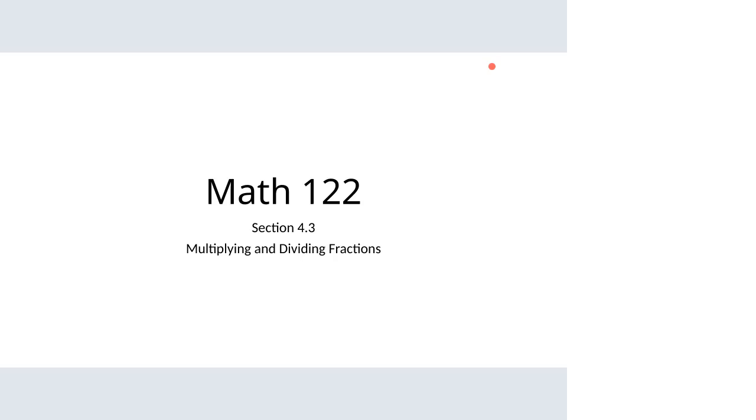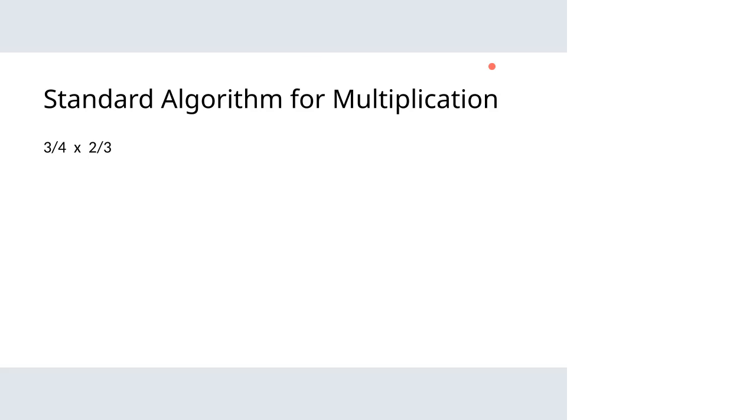All right, let's get to it. The first thing we'll talk about in section 4.3 is the standard algorithm for multiplying fractions. And we've seen this already, but just as a reminder, if we wanted to multiply 3/4 times 2/3, we don't need a common denominator for multiplication.